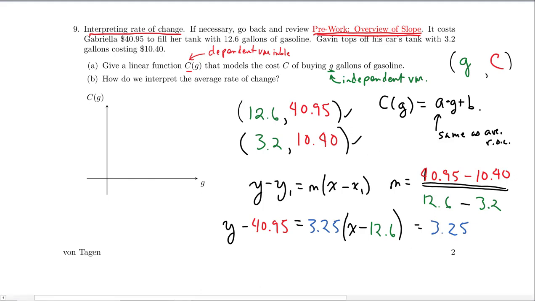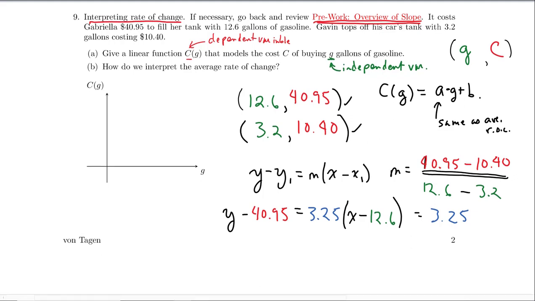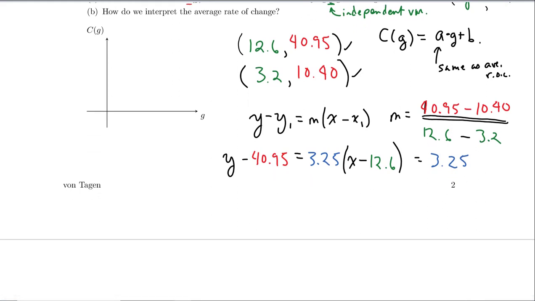But we're trying to construct a linear model here, so let's go ahead and isolate the variable y. If I did so, I'd end up with y is equal to 3.25x. And then if you were to do this multiplication and add it over, you'll end up with 0 here. So our equation here is y is equal to 3.25x.